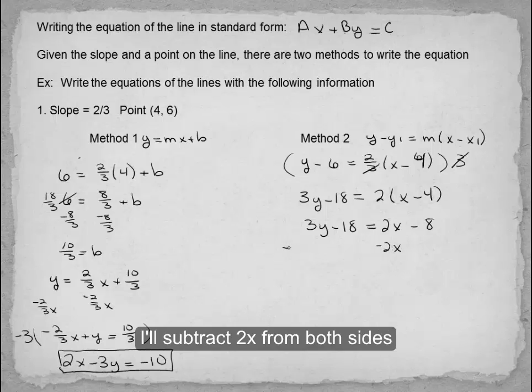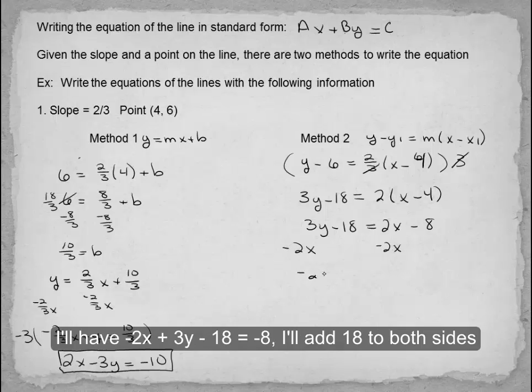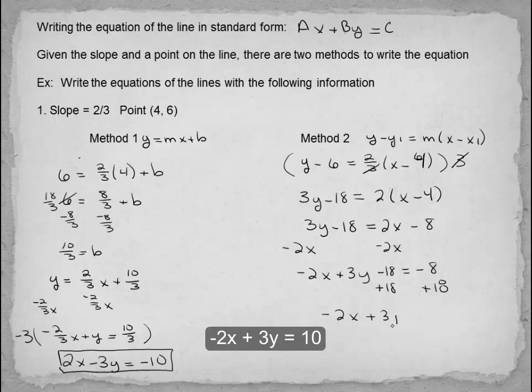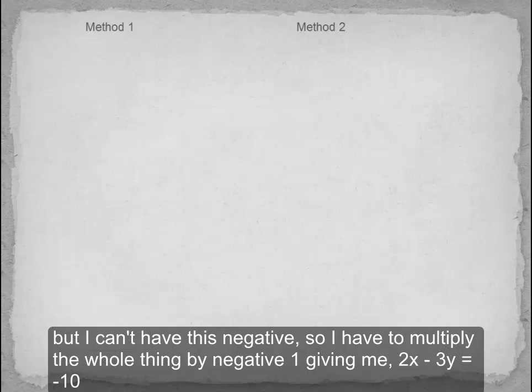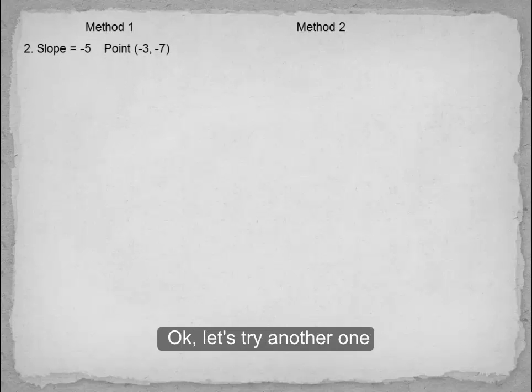I'll subtract 2x from both sides. I'll have negative 2x plus 3y minus 18 is equal to negative 8. I'll add 18 to both sides. Negative 2x plus 3y is equal to 10. But I can't have this negative, so I have to multiply the whole thing by negative 1, giving me 2x minus 3y is equal to negative 10. Okay, let's try another one.